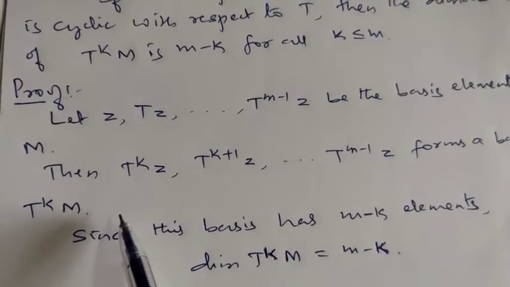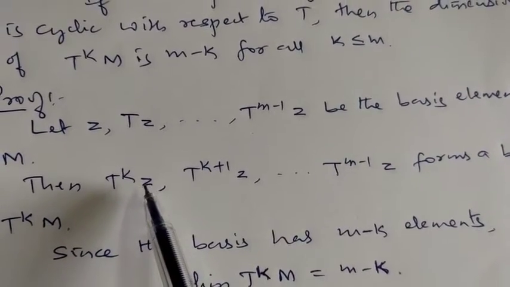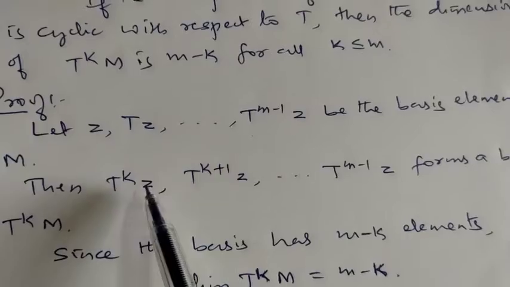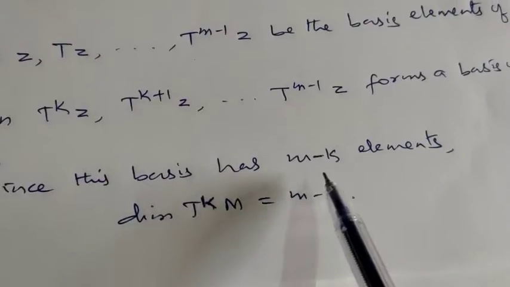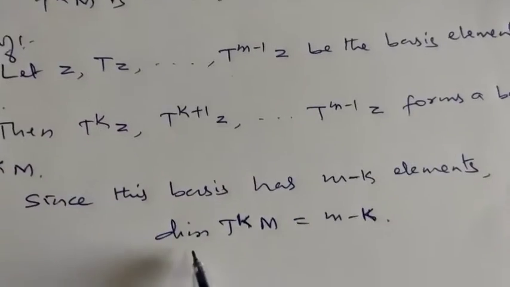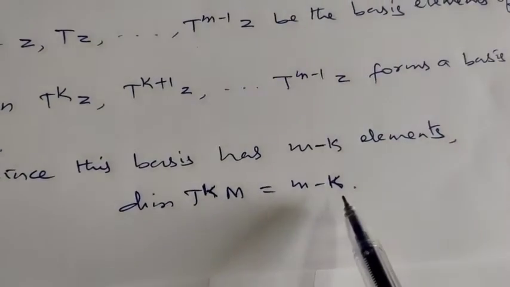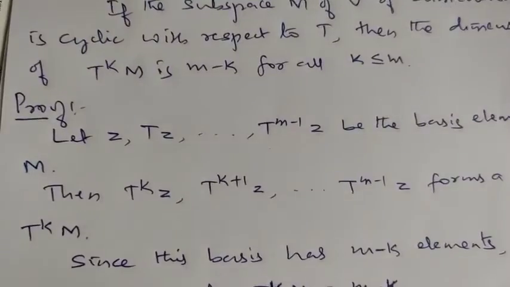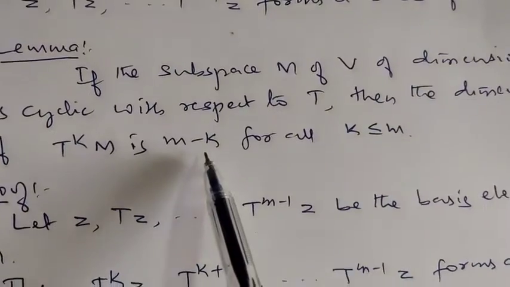Now how many elements are there here? Originally there were m elements. I start with k, which means the remaining elements are m minus k elements. Therefore the dimension of the space T^k(M) is m minus k. So that is what we required. Okay.